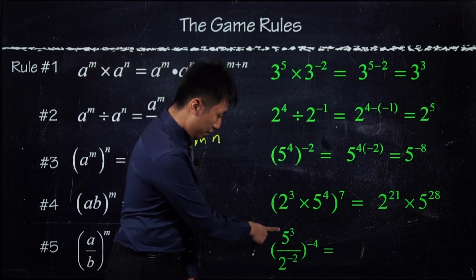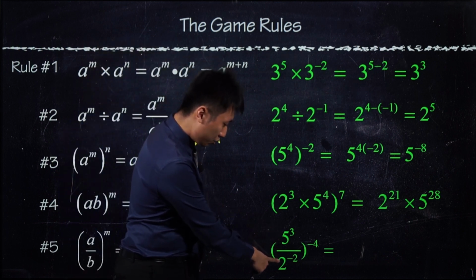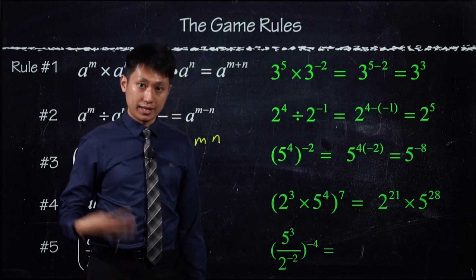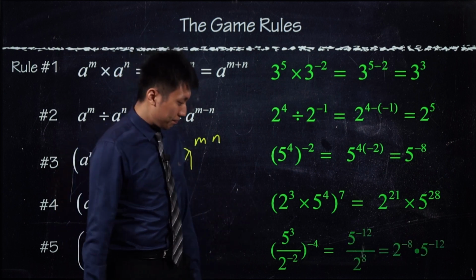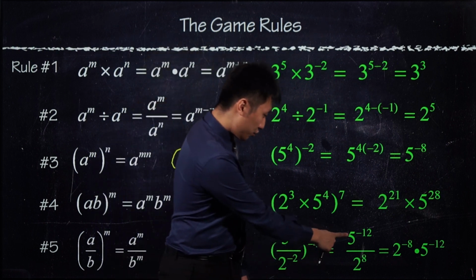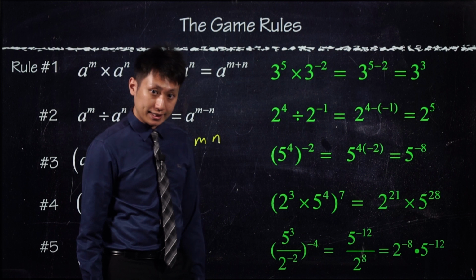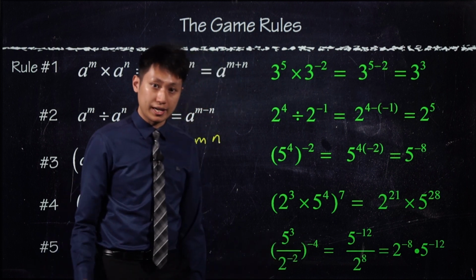Okay. So 5 to the power 3 divided by 2 to the power negative 2, the whole thing to the power negative 4. I'm just going to take the power individually, then divide them. So the answer will be 5 to the power negative 12, divided by 2 to the power 8. Because negative 2 times negative 4, you get 8.